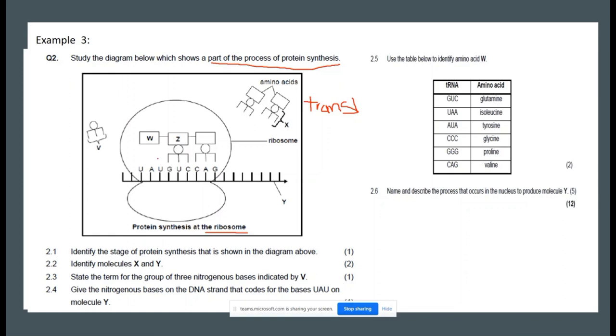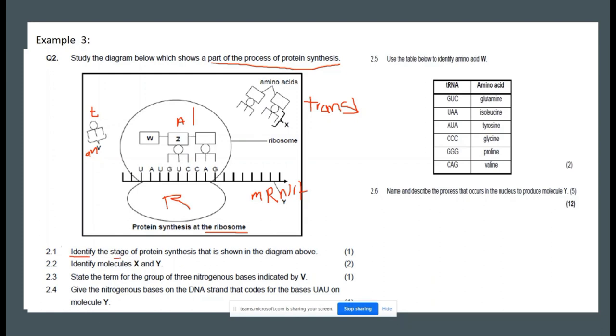Now they want to know, so if that's translation, then this must be my mRNA, because it attaches to my ribosome. There they're telling me this is my ribosome. Right. So then that here must be my tRNA, which picks up my anticodons. So this would be my anticodon, and these must be my amino acids.